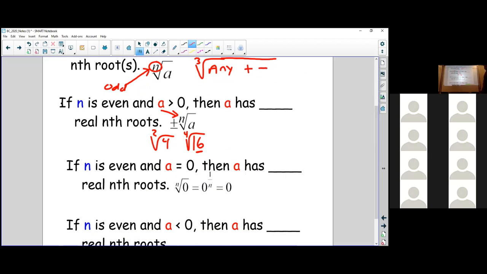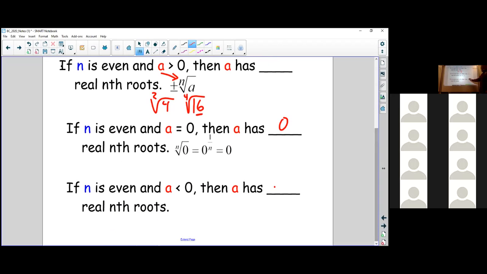If n is even and a equals 0, then it has 0 as its real root, so that's just 0. And if n is even and a is negative, it has no real root. So if I had this as an even number and some number here, this has to be a positive number in order for me to take the root of it. If it was a negative number, I can't take the square root of negative 16. Yes, we understand it's 4i, but we want a real component, not an imaginary component.